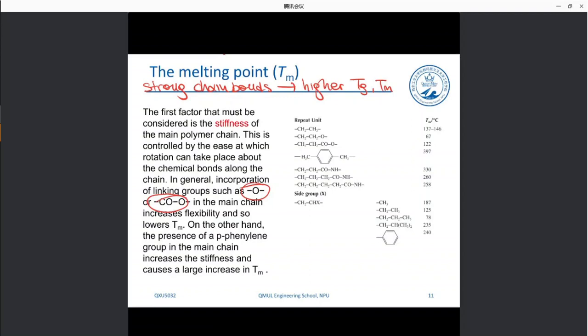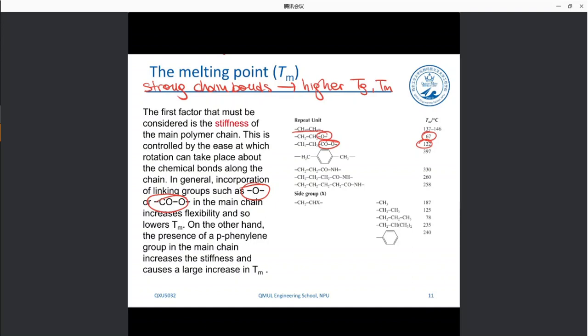From the polyethylene repeat unit here, you see that if we add just one oxygen group, we reduce the melting point by almost half. While if we have a carbonyl group, we reduce it a bit, but not as much as the oxygen group, because the carbon-oxygen bond is much stronger than a simple oxygen bond. But still, it is reduced significantly compared to the melting point of polyethylene. Okay, that is the simplest polyethylene, not low density or linear low density or anything else.